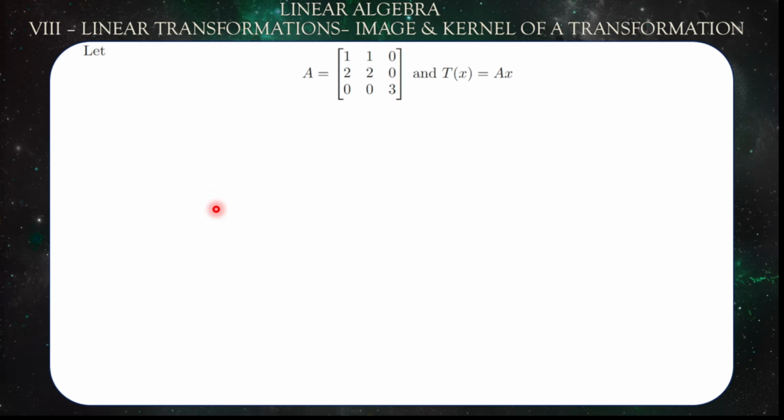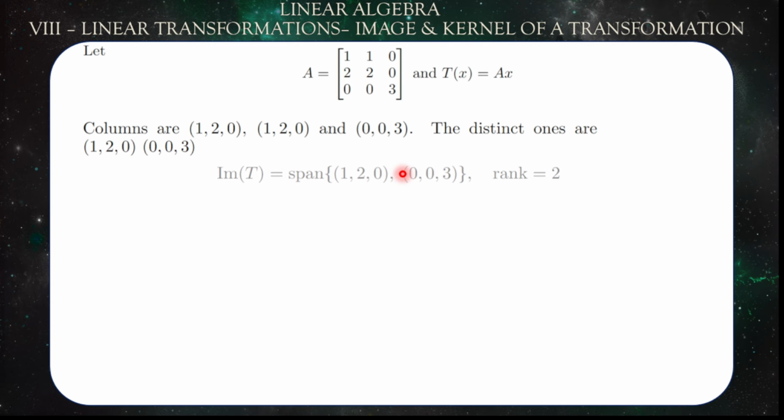So let us find the image, the dimension of the image, which in other words would be the rank for this matrix, or the number of unique vectors, unique columns, so to speak. And the kernel of A, which is the solution for Ax equals 0, and the dimension of that kernel is called nullity. So the dimension of ker T is the nullity. As for the rank, it is the dimension of the image of T. Now, the columns are 1 2 0, 1 2 0, and 0 0 3.